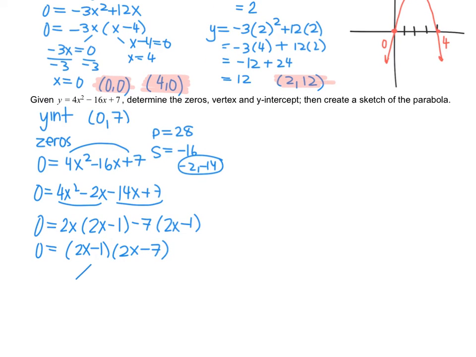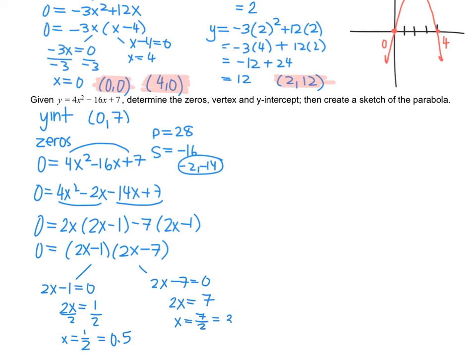Now I can branch off. And here you really do want to solve it properly and set each bracket equal to 0 and isolate for x, because when we do that, we don't just get a whole number. So I bring the negative 1 over, it's positive 1. I divide both sides by 2, and x is a half, or you can write it as 0.5. For the next one, I bring this negative 7 over, it's positive. I divide both sides by 2, and I get 7 over 2, which is 3.5.